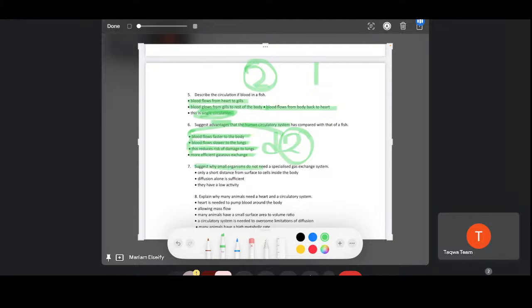Suggest why small organisms do not need a specialized gas exchange system. For example, fish, sometimes insects and also other bacteria, for example, doesn't even have a circulatory system because it has all from surface to cell inside the body. Insects and bacteria. Diffusion only is sufficient. They have low activity like bacteria.